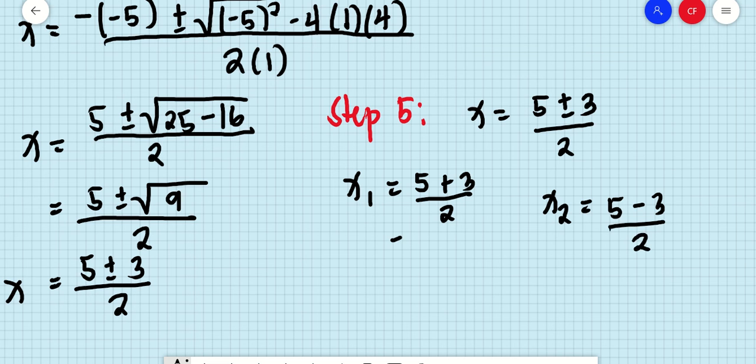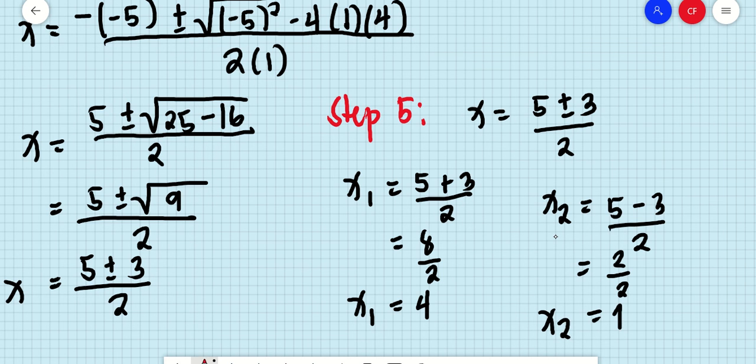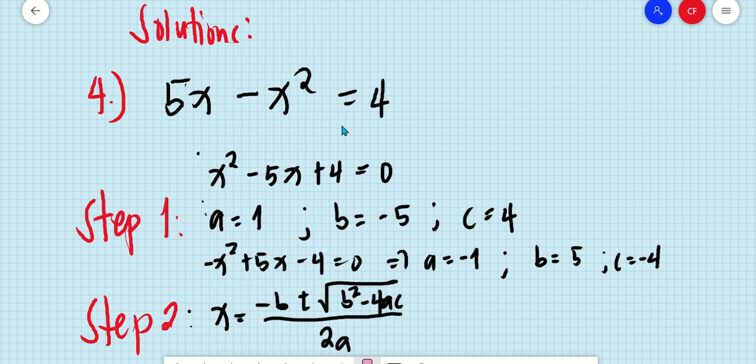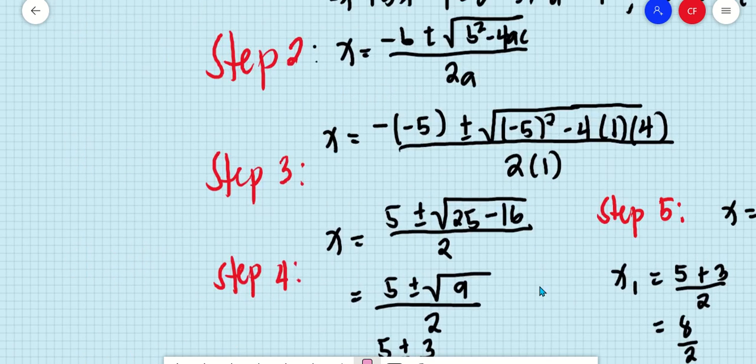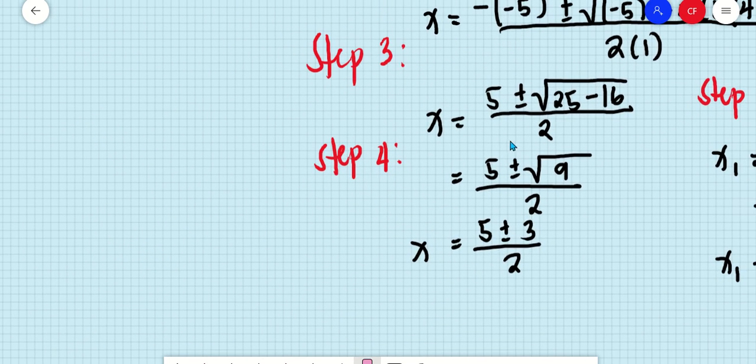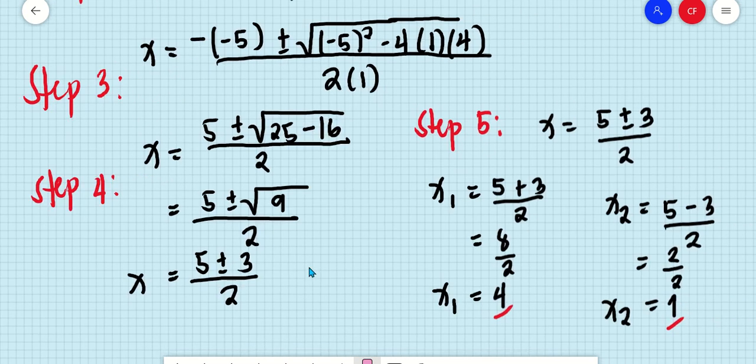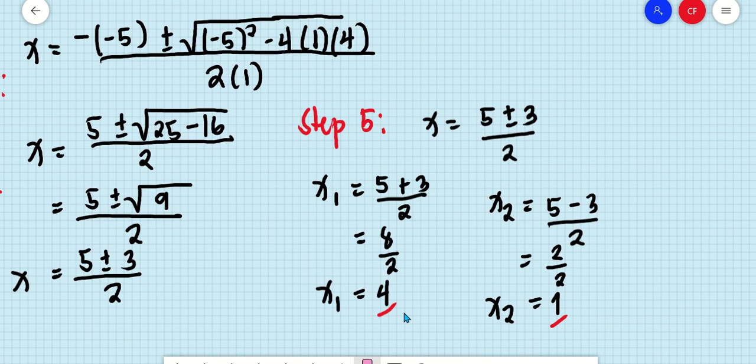Okay? So, simplify lang natin ito, class. 5 plus 3, 8, over 2, that is positive 4. And for x sub 2, 5 minus 3, 2, over 2, and that is equivalent to 1. Okay? So, our answer for example number 4 is positive 4 and positive 1. Ayan. Again, ito po yung step-by-step solution natin sa example number 4. Ayan is step 1, step 2, step 3, plug in lang. For step number 4, ayan, and for step number 5, ayan. Again, sa checking, kayo na po bahala doon.